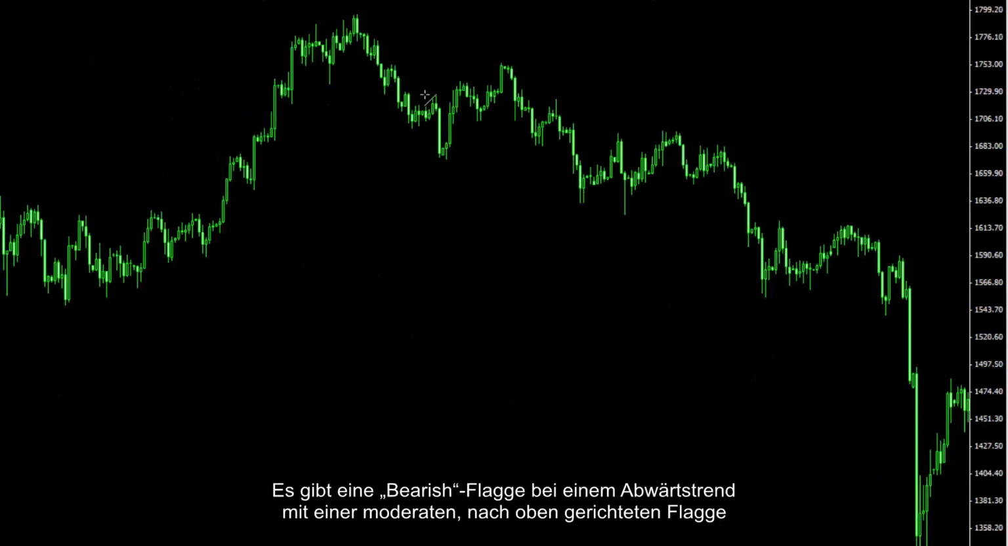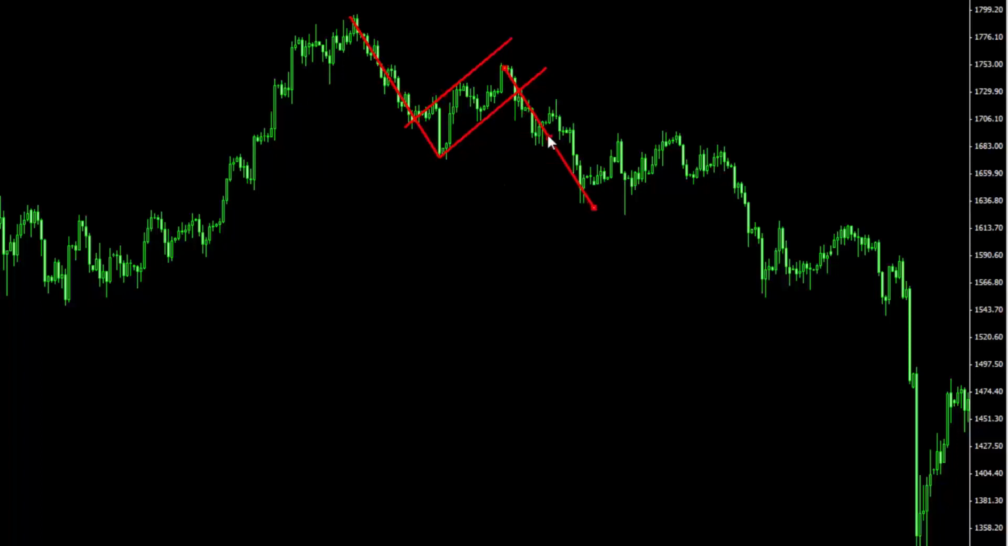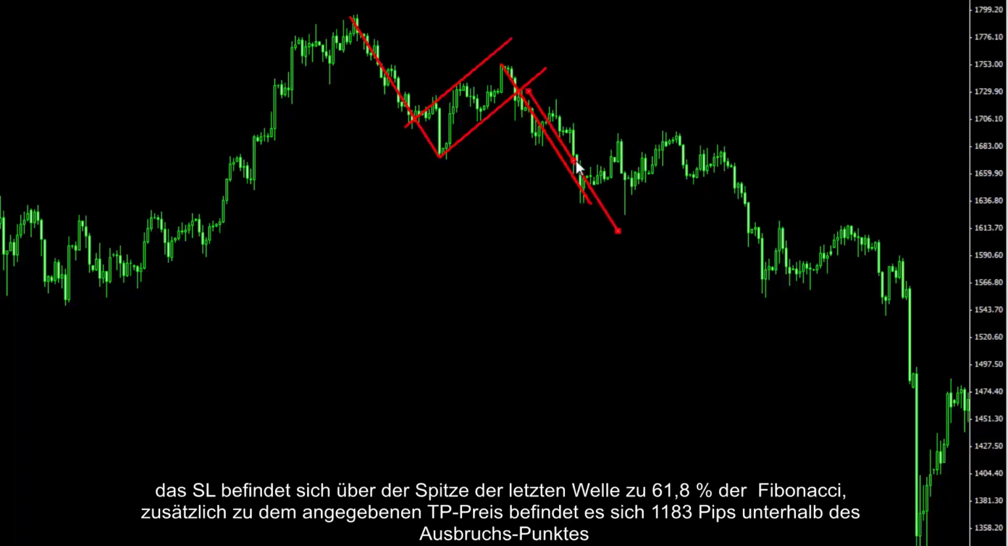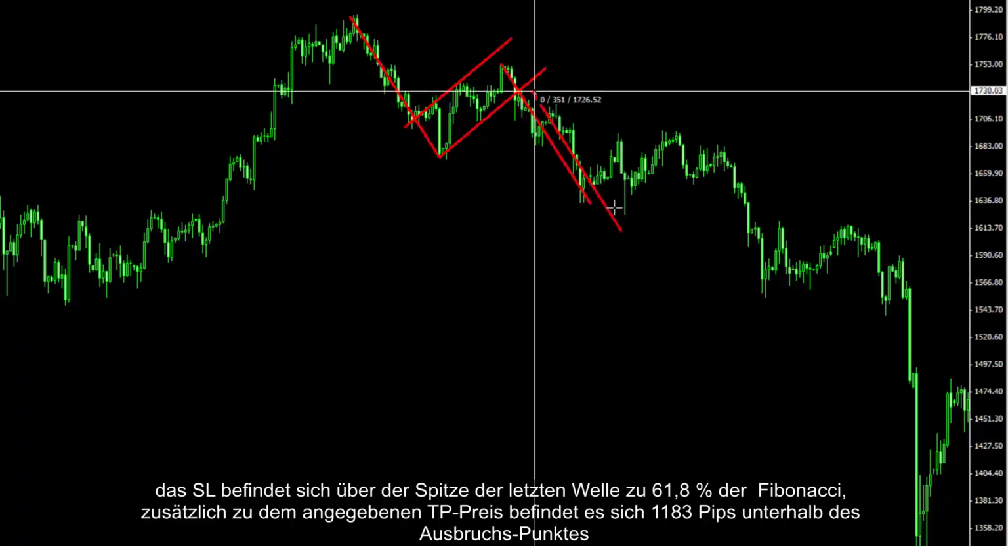Some examples would clarify how to exploit this pattern in trades. There is a bearish flag on a downtrend with a moderate upward flag. TP can be specified by using the trend line drawn on h, and relocating the given trend line to the peak of the last wave or a breakout point. A trader could derive profit from this trade by placing a sell order with an entry price of the breakout point, SL over the peak of the last wave to 61.8% of Fibonacci, in addition to a specified TP price 1,183 pips lower than the breakout point.